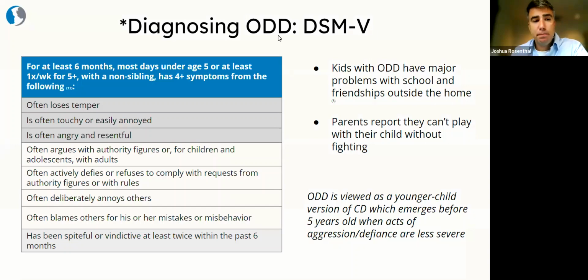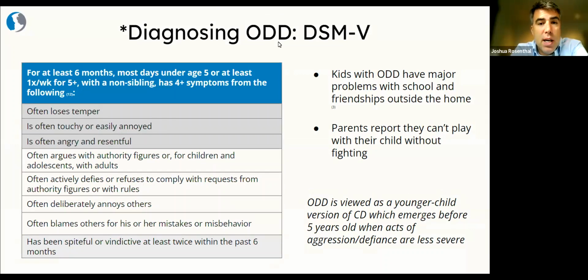So diagnosing ODD, you're looking for a couple key things, and you can just look this up in the DSM-5. At least 6 months, most days under age 5, or at least once a week for over age 5. Non-sibling, that's important here. This can't just be happening in the home, and has 4 symptoms from the following. So losing temper, which is the irritability, arguing, so oppositionality, and then this anger, vindictiveness, at least twice in the past 6 months. So you're looking for at least 4 of these symptoms. Kids with ODD have major problems with school and friendships outside the home. So if you're not seeing this, then I would be skeptical of ODD.